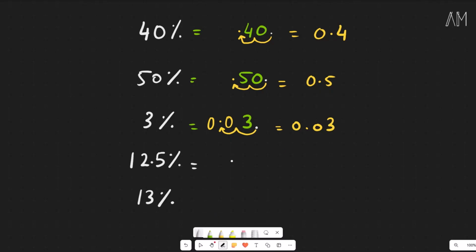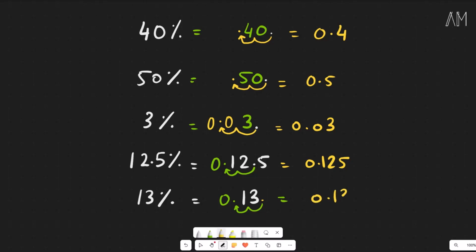Let's take 12.5, write it as it is. Here we already know where the decimal point is. All I have to do is move it 2 steps. So 1, 2, it will be right here. Fill the empty spaces with 0, and the answer will be 0.125. And finally, with 13%, write it as it is, move the decimal point from the far right 2 steps backward, fill the empty spaces with a 0, and it will become 0.13. And that's how we do it for any percentage that you will see in your life.